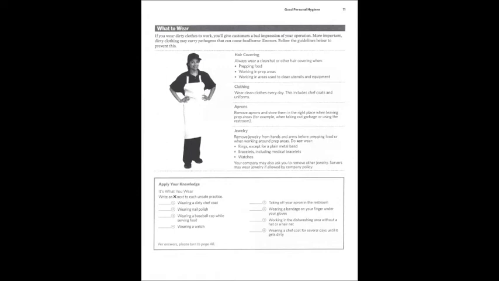Jewelry. Remove jewelry from hands and arms before prepping food or when working around prep areas. Do not wear rings except for a plain metal band, bracelets including medical bracelets, or watches. Your company may also ask you to remove other jewelry. Servers may wear jewelry if allowed by company policy.